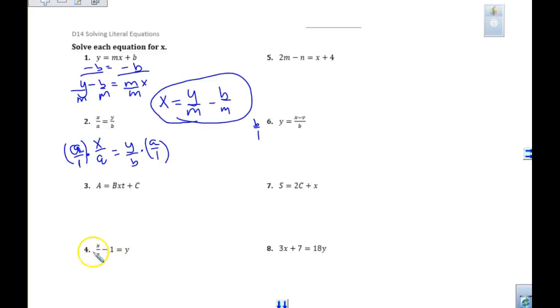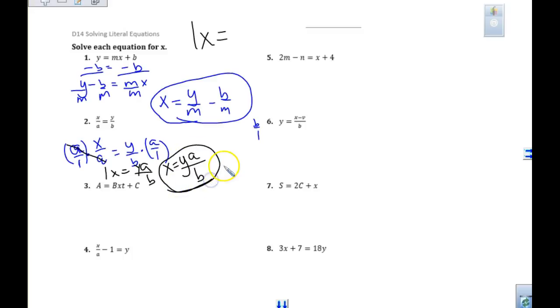This one, you first want to get this by itself, and then you're going to multiply kind of like number 2. So when I look back at number 2 now, and I'm simplifying a over a, that's 1x. That was our goal, right? All of these, we're trying to find 1x equals. What do I have left? Ya over b. That's my answer. X equals y times a. Does it matter if you put ay instead of ya? No. That is my answer that you're going to search for.